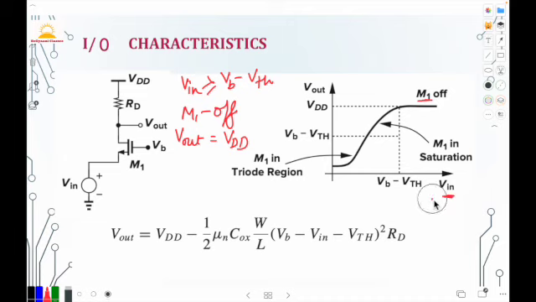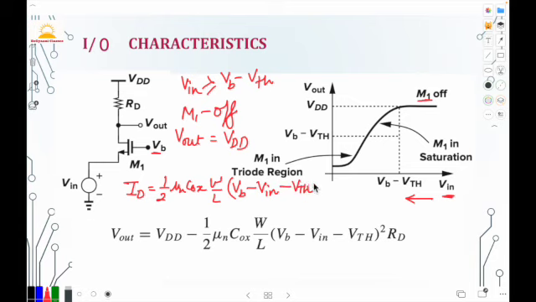Now lowering this V input, going in this direction, we have the drain current. This drain current is given by half mu n CoX W by L times (VGS minus VTH) whole square for saturation. Here VGS: the gate voltage is VB, and the source voltage is Vin. So we write (VB minus Vin minus VTH) whole square. This is our equation 1.